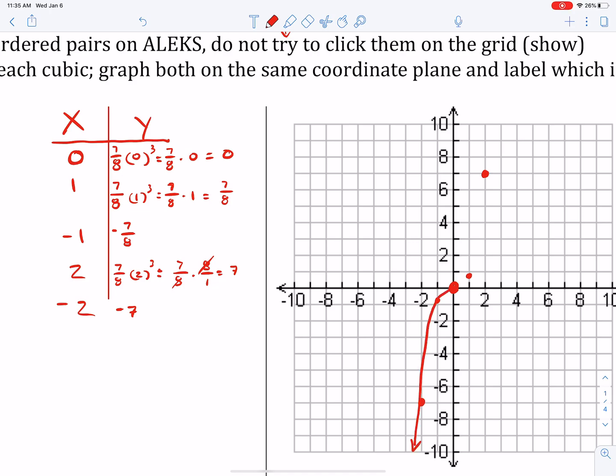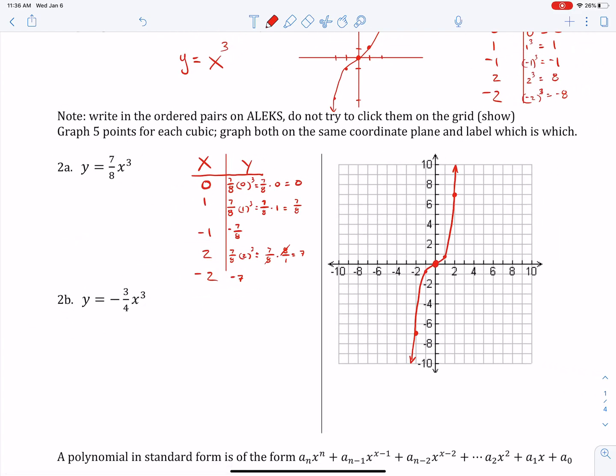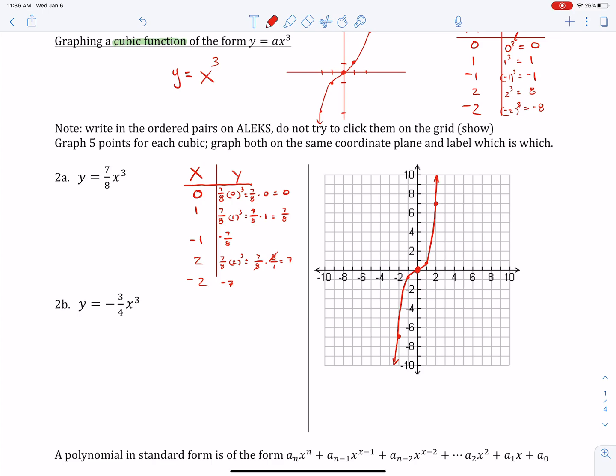It's going to look like that. And then this one is going to go there. Okay? So that's that one. You're going to use the same coordinate plane to do 2b on your own, and then we'll cover it in class if there's any misconceptions or misunderstandings.